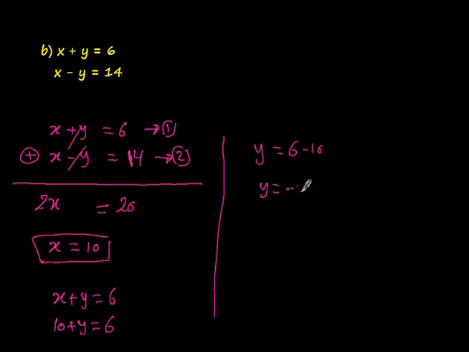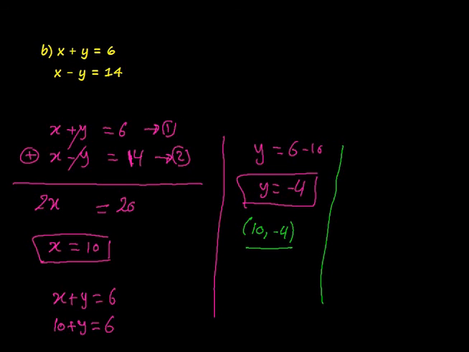So y equals -4. So the solution to this pair of simultaneous equations will be the point which is (10, -4), which is the intersection point between these two straight lines. And now guys, if you need, you can check your answer. And of course, it would be better every time to check the answer.